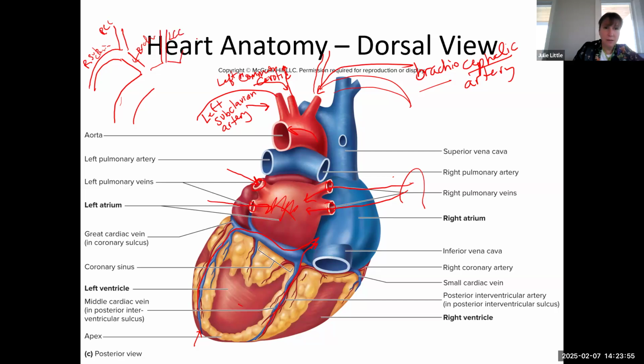The next one matches up with this guy over here. It'll be the left subclavian. So there's your three branches from the front: brachiocephalic, left common carotid, left subclavian. Obviously, they're going to be reversed if you turn the heart backwards.